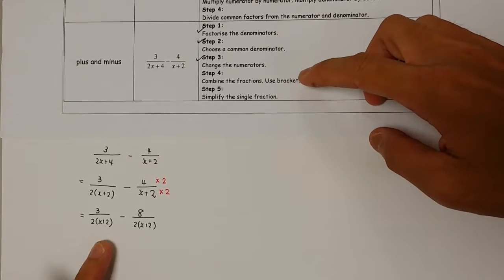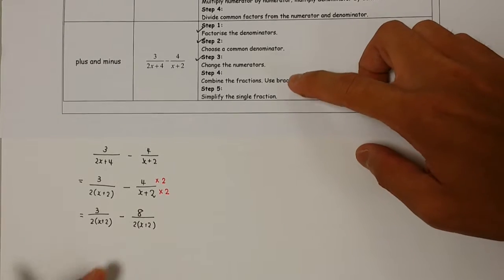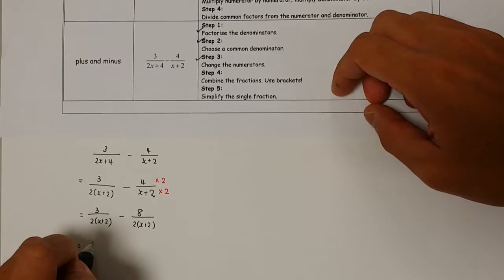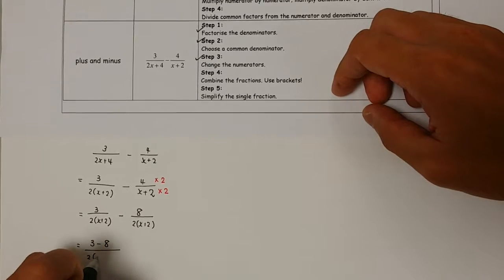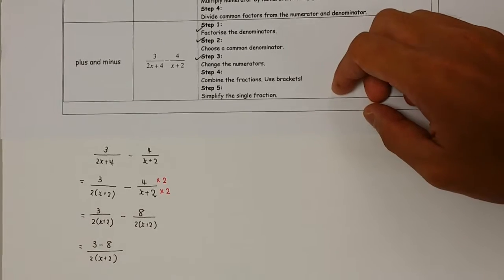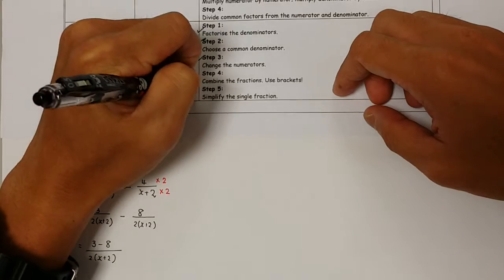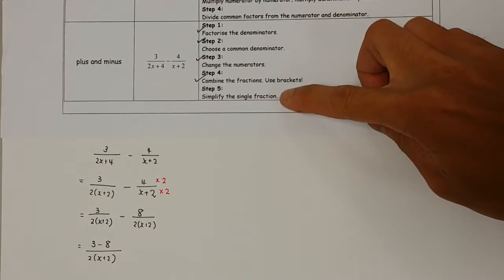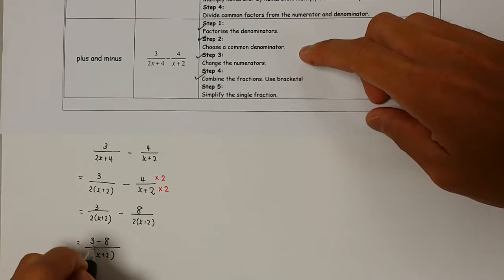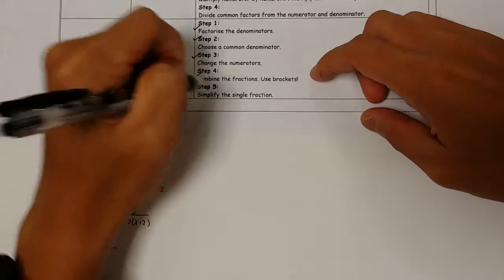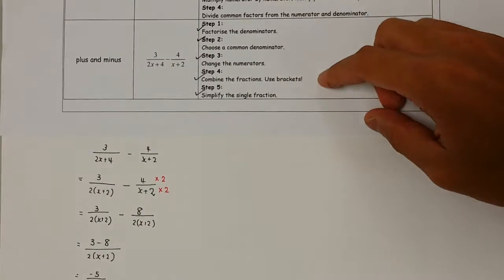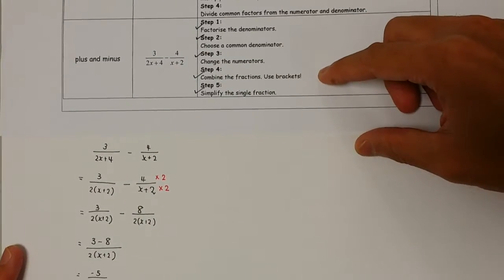Finally, because they have the same denominators, we can proceed to combine the fractions. So, numerator minus numerator, since the denominators are the same. Step 4 is done. We can simplify it further, because in the numerator, 3 minus 8 is negative 5. And we are done.